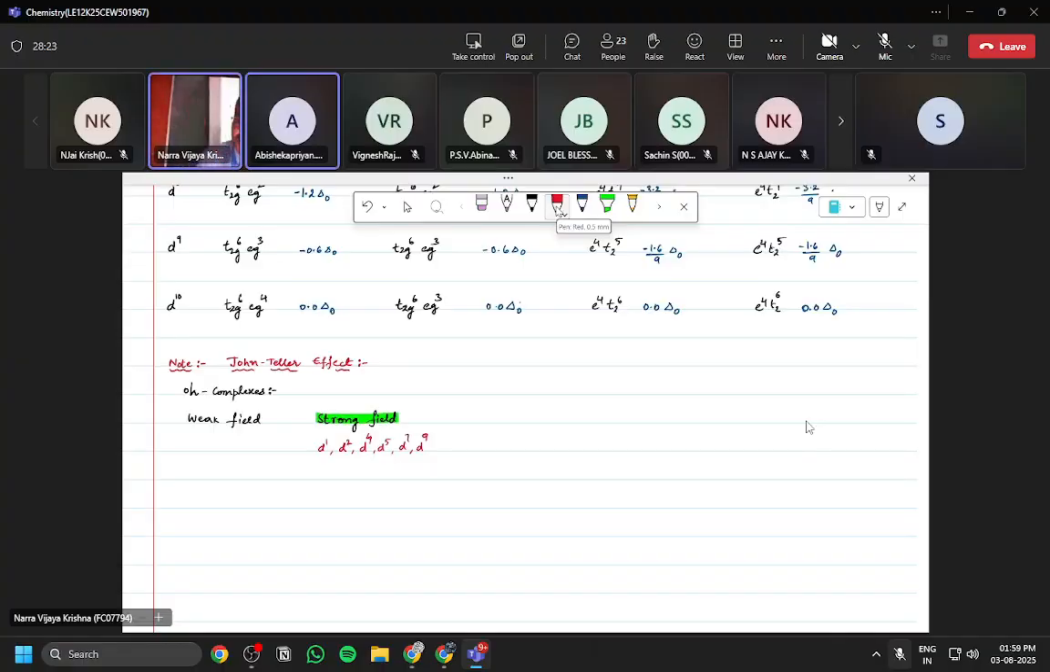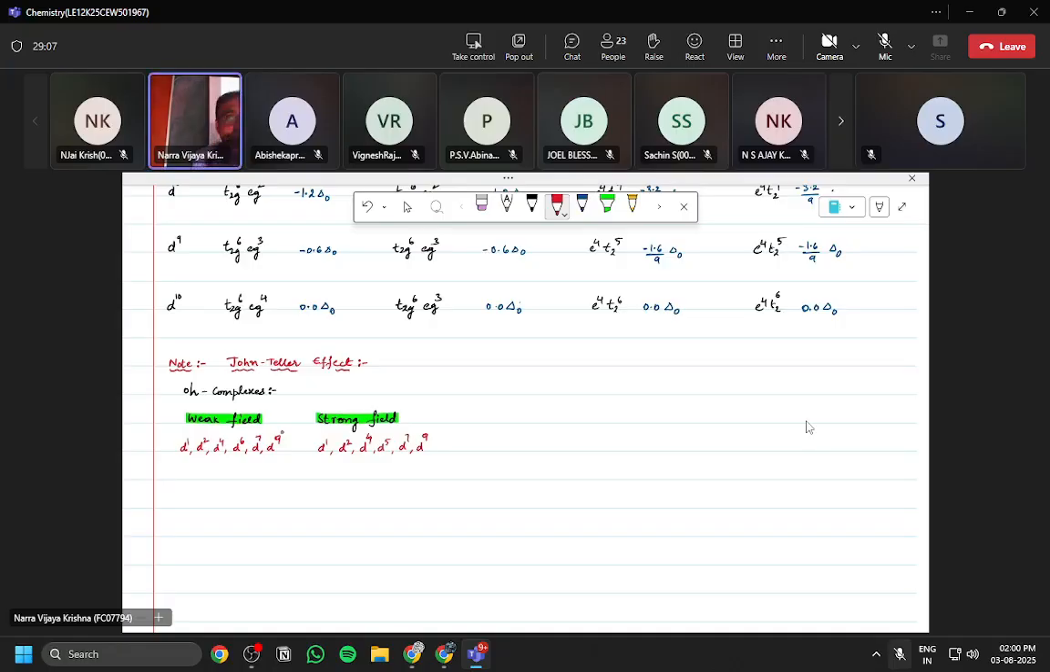Now, if it is weak field, tell me in case of weak field. Definitely d1, d2, d3 will not. Reason? t2 is equally filled. d4, weak field, it goes up. d5, no. d6, d7: one is empty, means one is half filled only. So d7, d8, d9, over.